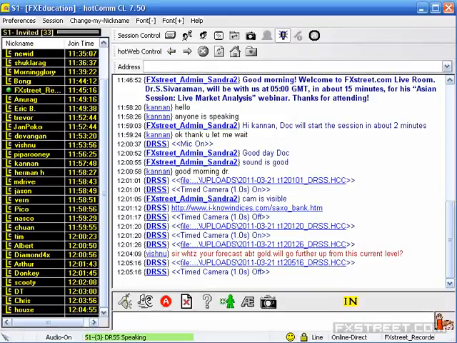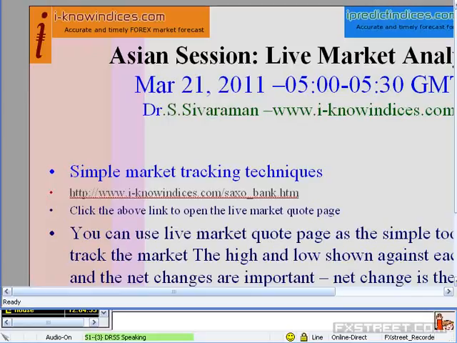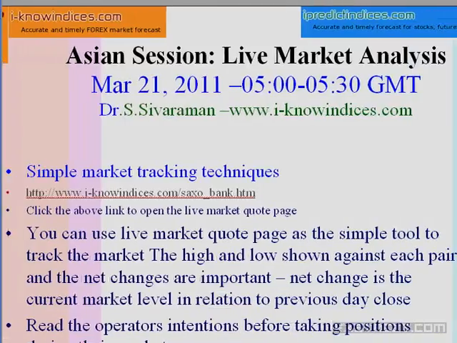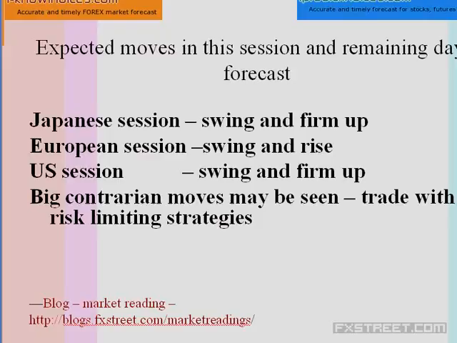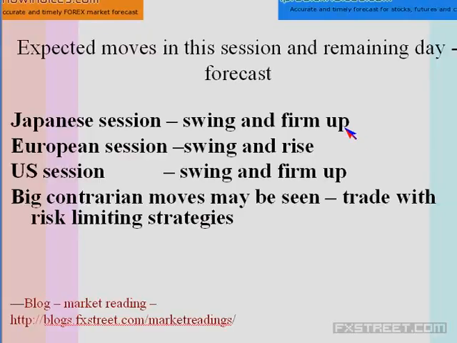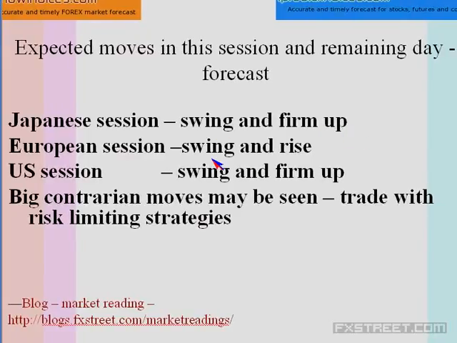So let me focus the camera over that of the PowerPoint presentation. So expected market moves for today. During the Japanese session, swing and firm up moves are expected. And after firming up, they are expected to make a little bit of volatile moves or a swing during the early European session, and then they could gain quickly, Euro and GBP, and that gain could be a very significant gain above the high. Then later on, during the US session, there will be a swing in the form of move. The momentum might get reduced.